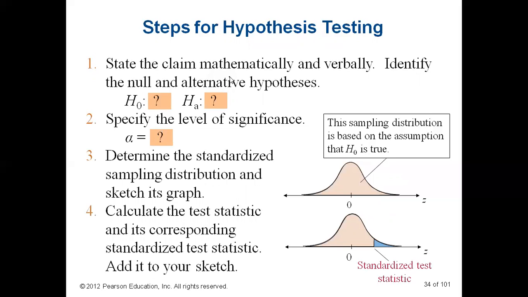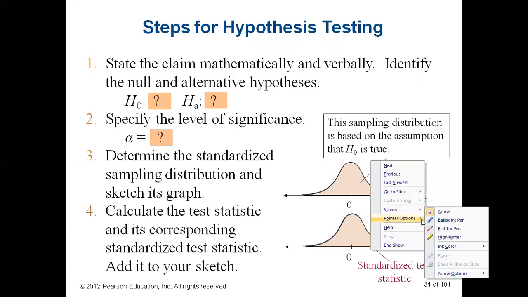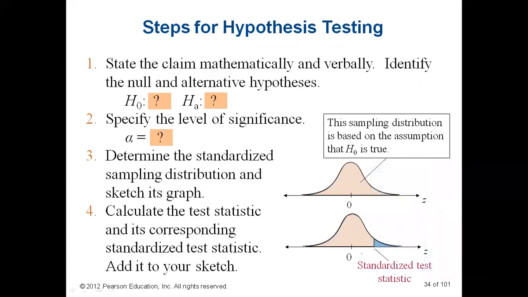Obviously, first you define the null hypothesis and alternative hypothesis and find the alpha value. Then determine the standardized sampling distribution and sketch it. This is the sampling distribution represented by this diagram. Calculate the test statistic. Suppose the value of the test statistic is Z0. Suppose Z0 represents this point on the x-axis. Then we draw the vertical line which shows the rejection area.